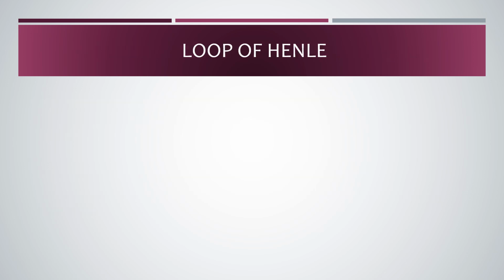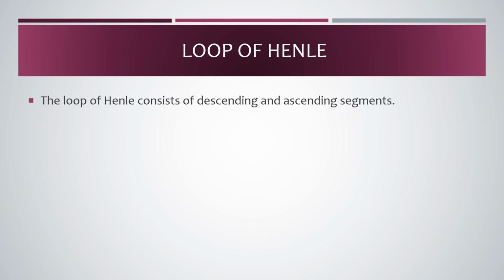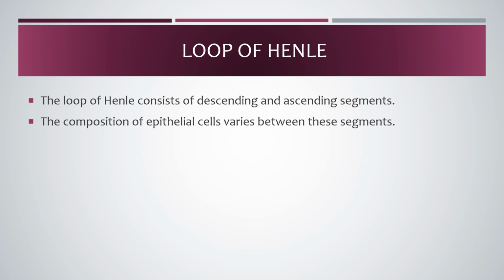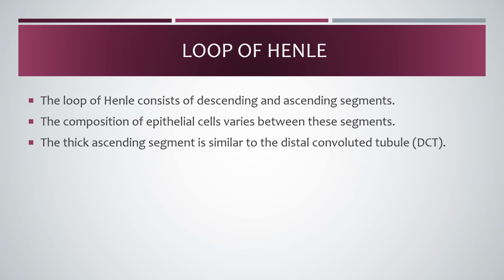Loop of Henle. The loop of Henle comprises both descending and ascending segments, situated near each other after making a hairpin turn at the lowest point of their descent. The components of these segments differ. The descending portion consists of both short and thick segments, while the ascending segment begins with a short and thin section, followed by a longer and thicker one. The composition of epithelial cells varies throughout the loop. The thick ascending segment is reminiscent of the DCT.